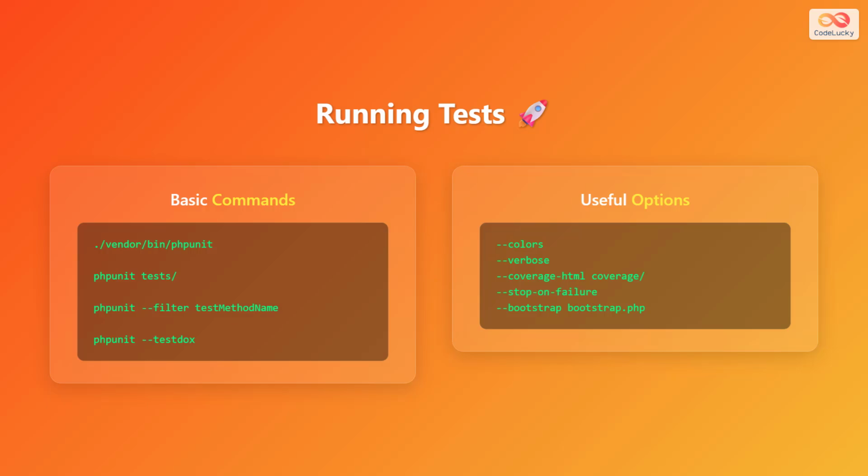Some useful options include --colors to add colors to the output, --verbose to get more detailed output, --coverage-html coverage/ to generate code coverage reports in HTML format, --stop-on-failure to stop the test suite upon the first failure, and --bootstrap bootstrap.php to specify a bootstrap file to be executed before running the tests.